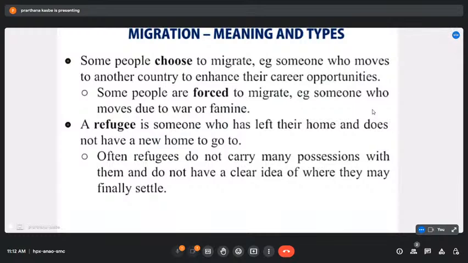A refugee is someone who has left their home and does not have a new home to go to. That is refugee. What is meant by the refugee? Someone who has left their home and does not have a new home to go to. That is refugee. Often refugees do not carry many possessions with them and do not have a clear idea of where they are or they may finally settle.